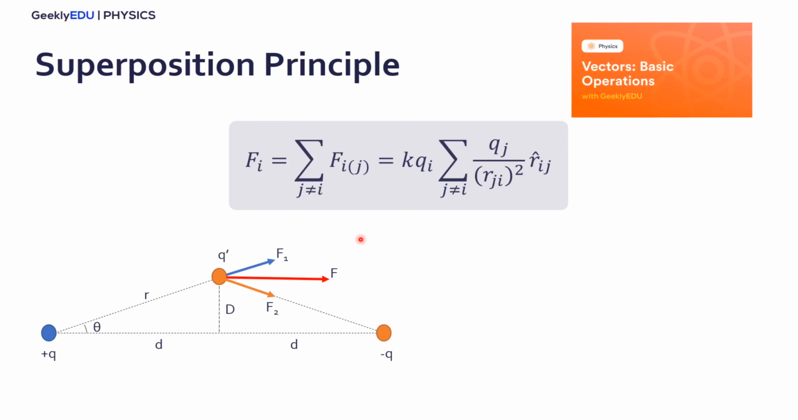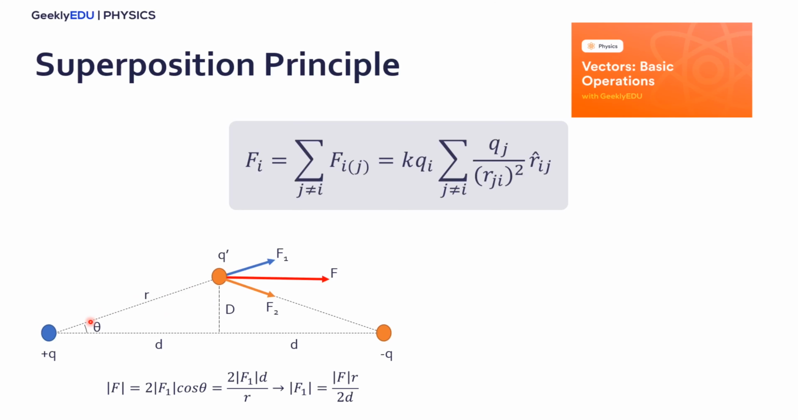If you have any doubts on how to add these vectors, you can take a look at our vectors basic operations video. Going back to the example, because everything is symmetrical, the modulus of this force can be expressed in terms of F1, since F1 and F2 have the same modulus but different directions. In this case we want to know only the modulus, so the modulus of the resultant force is 2 times F1 times the cosine of this angle.